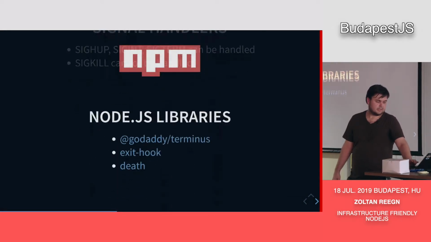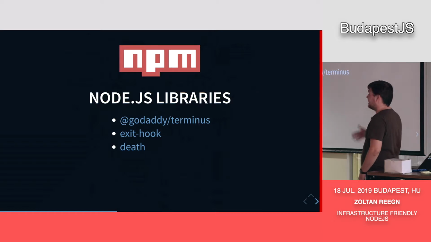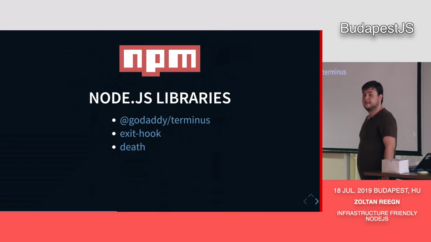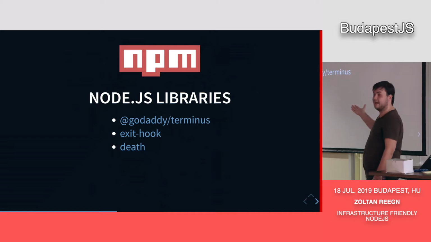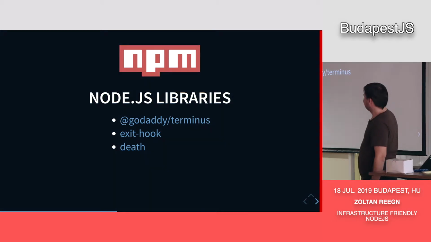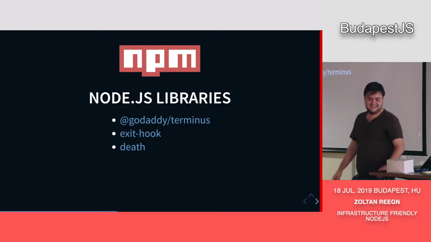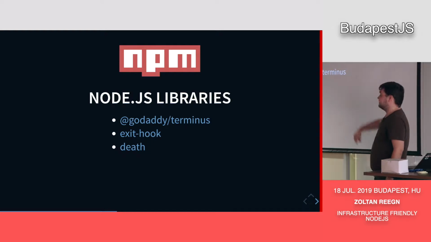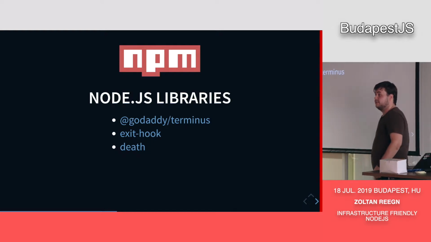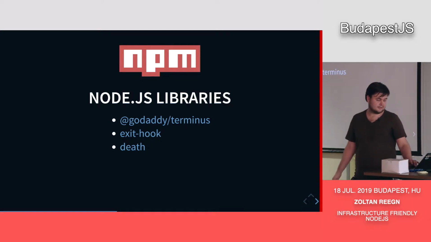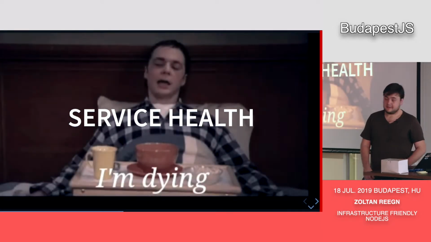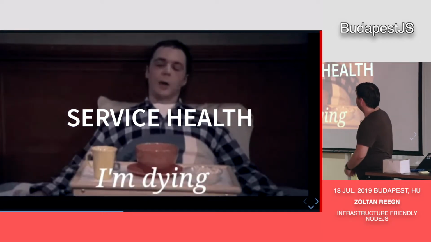Yeah. So there are some NodeJS libraries that help you with that. So there's this terminus library, exit hook, and death. Really great name. I suggest using terminus. It's a quite popular library, and you will see why I'm suggesting it, because it also has some other features. And those other features are related to service health.